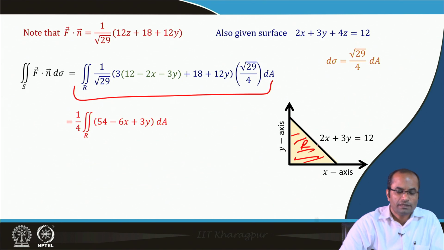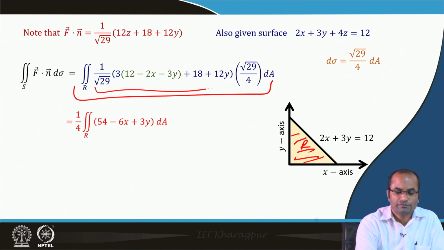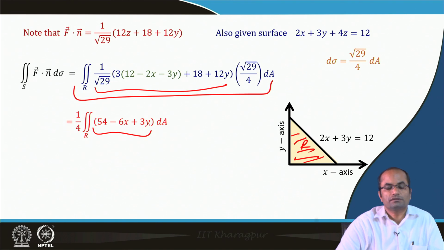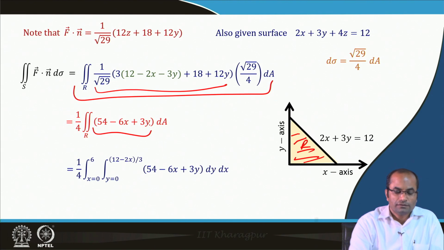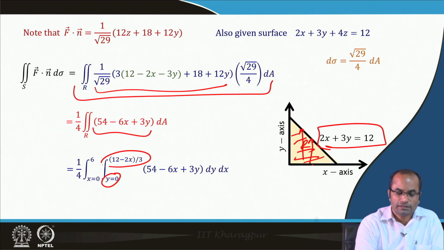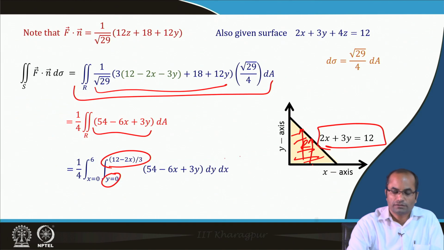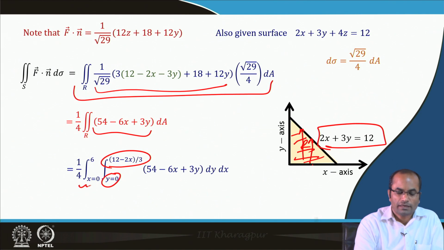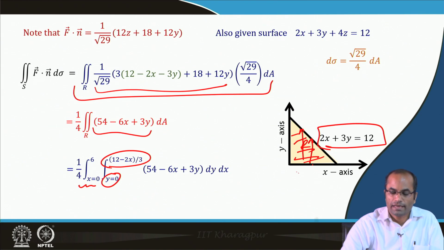So, concerning the limit, we have to propose the limit. First, this simplification will lead to this expression 54 minus 6x plus 3y, and then the limit. So, first let us talk about the limit of y. So, y is moving from 0 to, from here we can get, 12 minus 2x divided by 3. And for x we have from 0 to, this is what we will get from here.